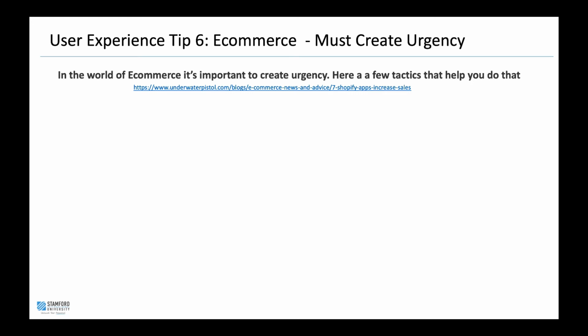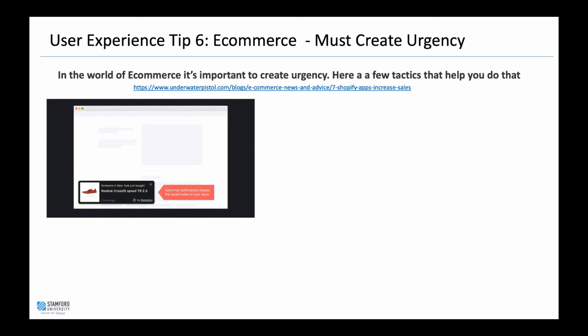All right, tip number 6, creating urgency. So this is very much for the e-commerce world. There's a link here to tactics on how to create urgency, but I'll give you a few examples. So if you're on an e-commerce website, you want to make them think that they have to buy. So here's a good example of a pop-up. You could be browsing, the pop-up can say, someone in New York just bought this, right? So it's this concept of social proof, or feeling that someone else is doing it, so you should do it.